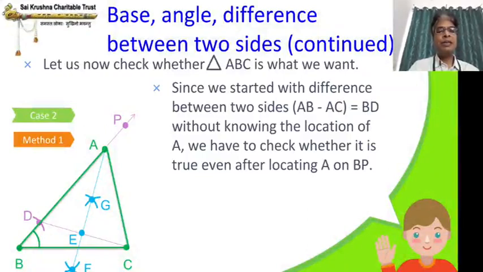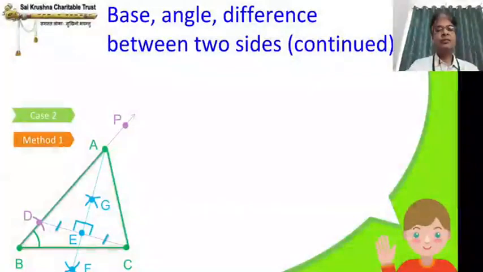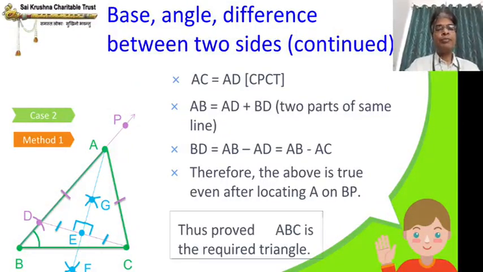Instead of AC minus AB, so now we see all the three: sum of two sides AB plus AC, case 1 AC minus AB, case 2 AB minus AC. Rest everything is same. So, we are getting two congruent triangles. See the blue dashes, blue angles. I will go to the next page. CPCT, AC equal to AD, all the wordings, everything is same. Therefore, the above is true even after locating A on VP.